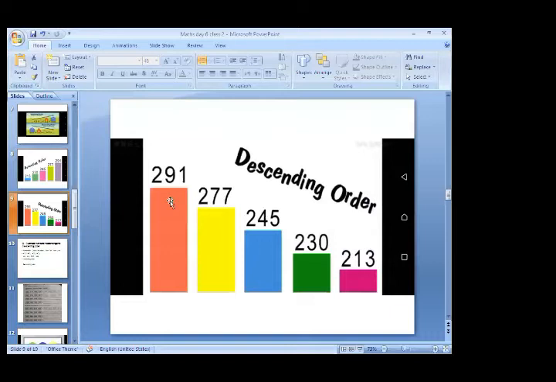These numbers are arranged from biggest to smallest. In descending order, we start with the biggest number. So 291 is the biggest number. Then 277, 245, 230, and last is 213. So 213 is the smallest number. So in descending order, we arrange numbers from biggest to smallest.